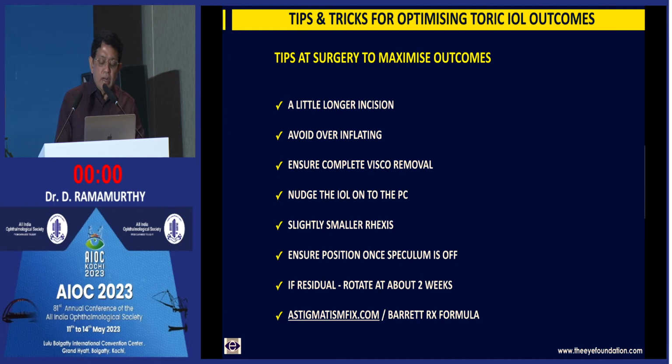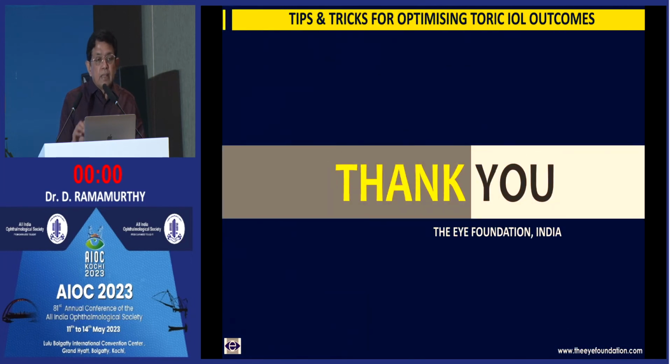Nudge the intraocular lens onto the PC so that it is sitting on it. Make a slightly smaller rhexis so that there's good overlap of the rhexis uniformly in 360 degrees. Ensure that the position of the lens is maintained even once the speculum is off. And if at all there's a residual astigmatism, rotate about 2 weeks later. These are the two formulas that are available to often use, the Barrett RX formula. Thank you so much for your kind attention.